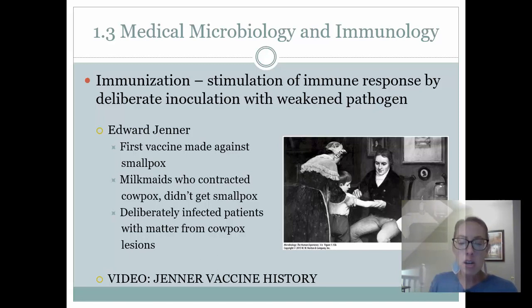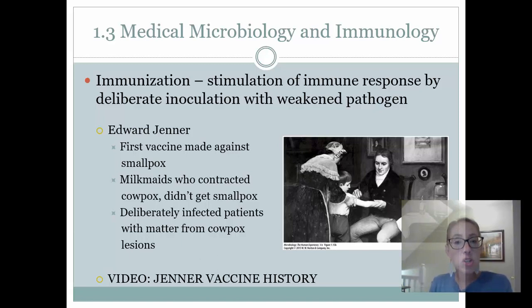So Jenner made the observation that there were some individuals who got a weak form of this pock-like disease called cowpox, and it was called cowpox because it was present on the udders of cattle, and the individuals who typically got it were the women who were milking the cows, so the milkmaids. They would get it typically on their hands and arms, but it wouldn't spread throughout their body, and it was virtually never deadly. Smallpox, on the other hand, was very much a deadly disease.